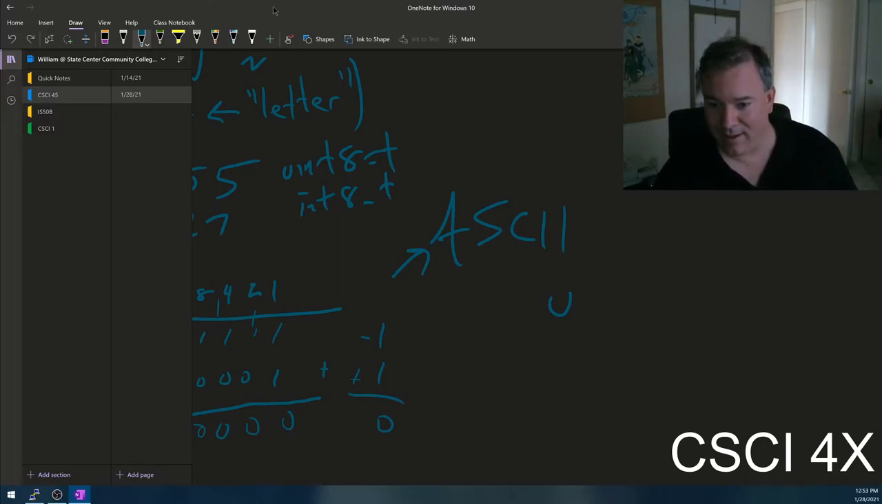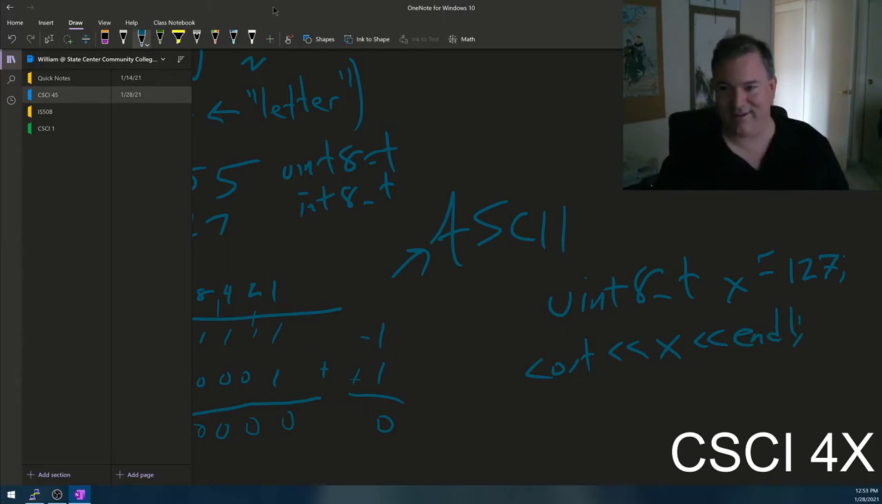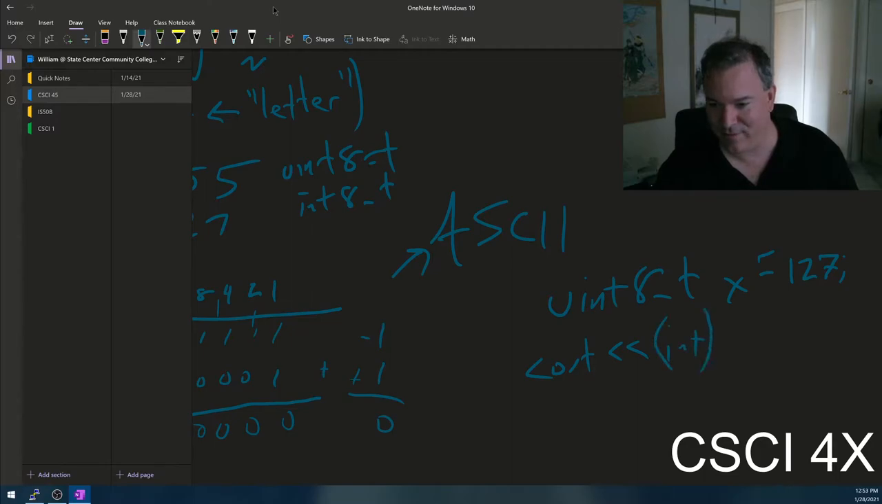I am making an unsigned 8-bit integer named X, and I'm setting it equal to 127. And I'm now going to cout it. If you were to write code like this, this would print the delete key to the screen. Right? It'll erase a letter. Maybe. You know, so if you want to actually print the number 127, you cast it to an integer.